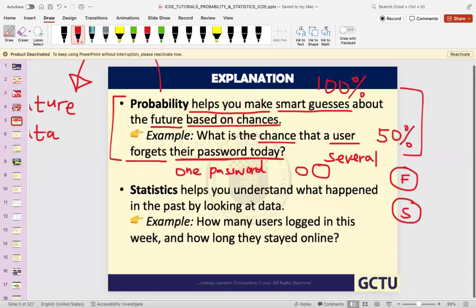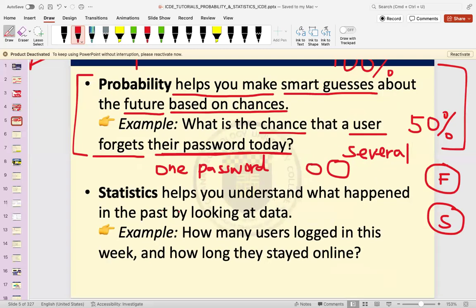Then the other side of the coin, statistics. It doesn't make you carry along this kind of smart guesses based on chances, but rather statistics helps you to understand what happened in the past. It helps you to understand what happened in the past by looking at the data again.